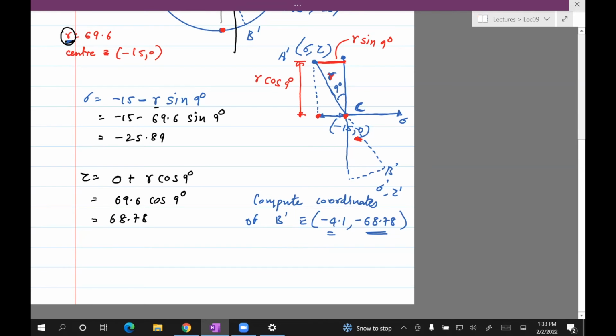Okay, so we got the coordinates of B, and the coordinates of A, or A prime, sorry, are minus 25.89, comma 68.78. Just writing down sigma.